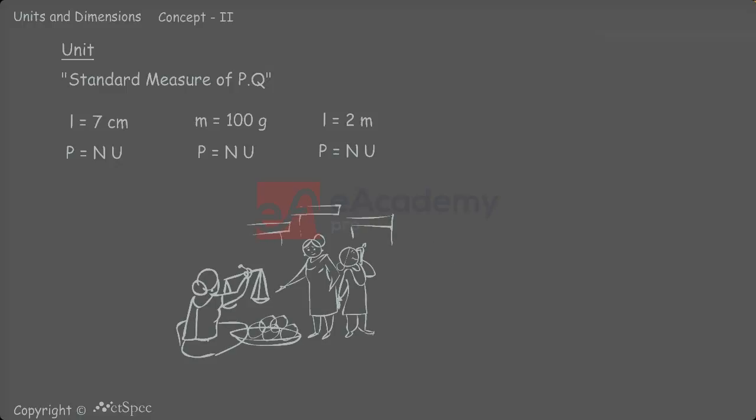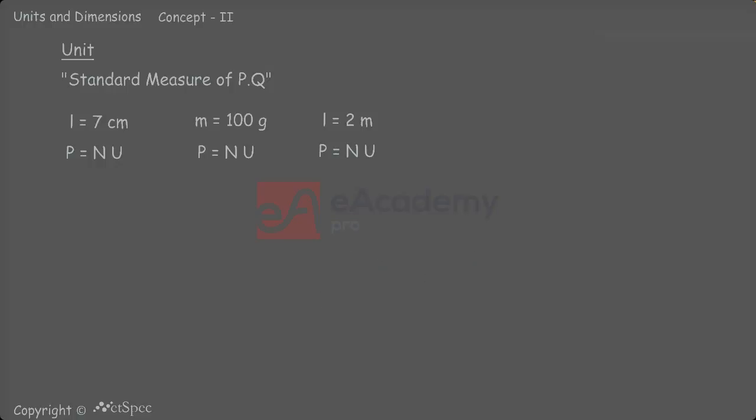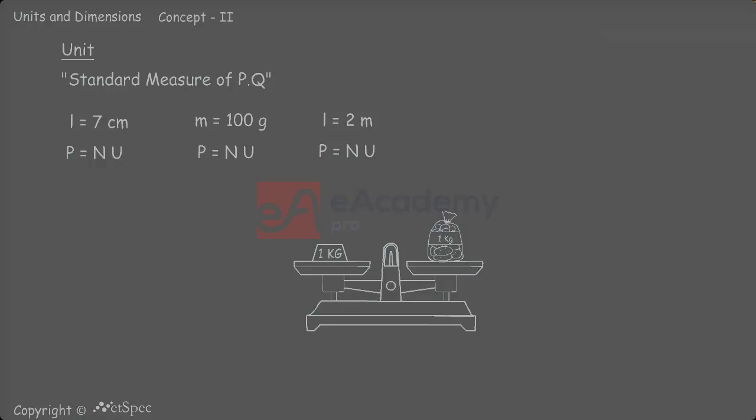When we go to the market to buy vegetables, we ask for vegetables in terms of kilograms. As an example, let's say we ask for 1 kilogram of potatoes. How will the vendor measure 1 kilogram of potatoes? The vendor will put a 1 kilogram weight on the left side of weighing scale, and he will put potatoes on the right side. Once both sides are balanced, it's equivalent to 1 kilogram potatoes.